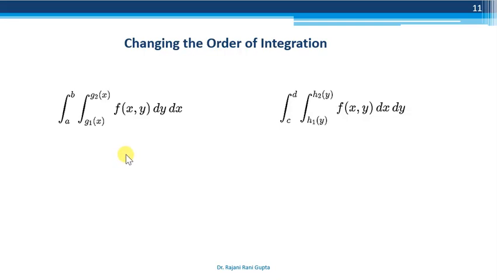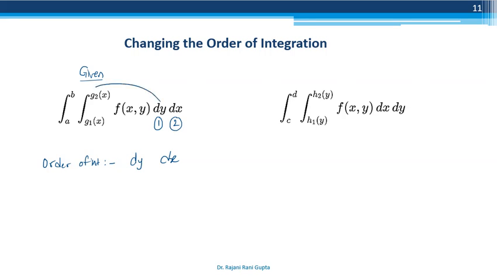Hello everyone. In this video, we are going to discuss how to change the order of integration in a double integral. So what do we mean by changing the order of integration? Suppose this is your given integral: integral a to b, then integral g1(x) to g2(x) of the function f(x,y) dy dx. So we know that in this case the order of integration is dy dx. Means first we should integrate with respect to y and then with respect to x.